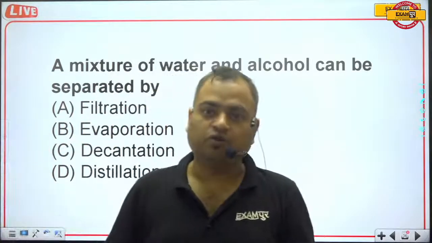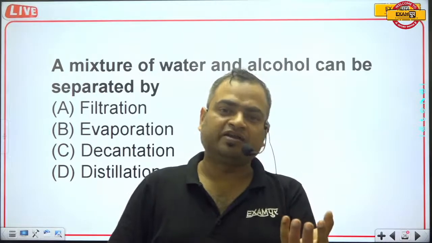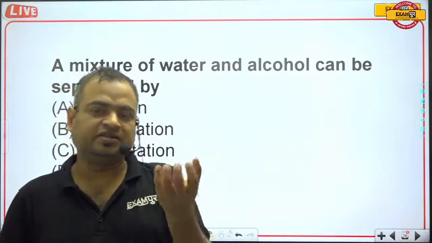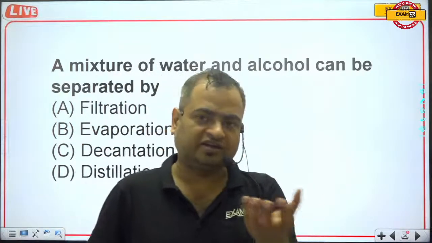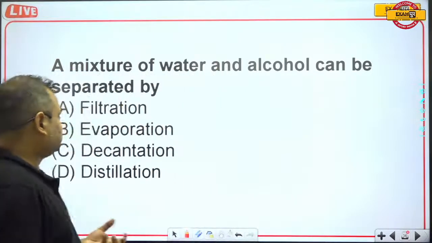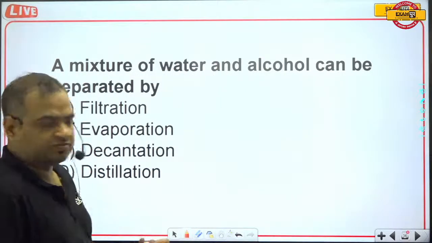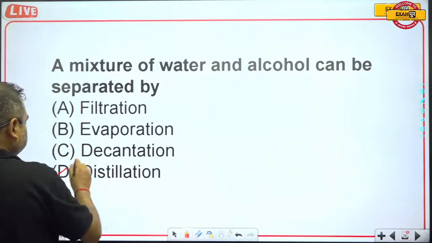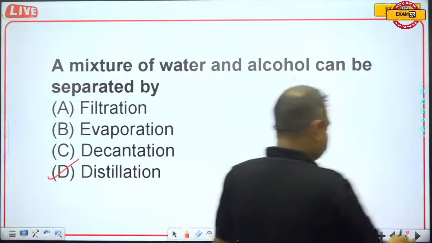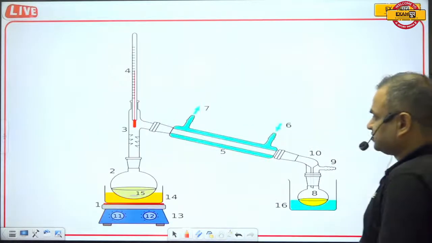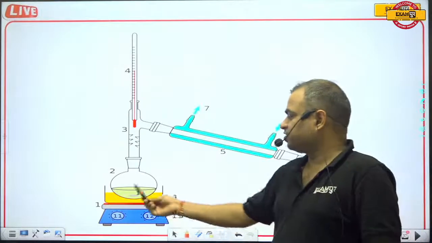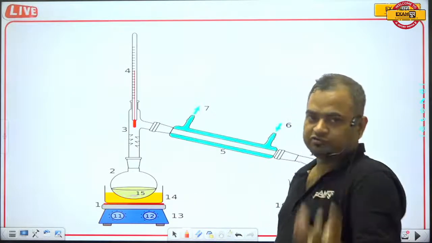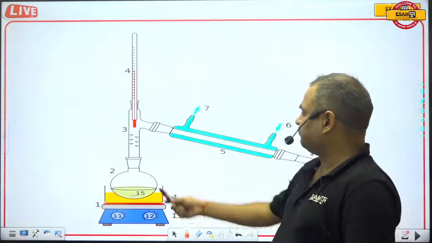That alcohol can be stored in another pot, and the remaining part will stay in the first pot and can be collected. In this way we can separate both of these materials, and this method is known as distillation. Let us see the distillation process. This is the diagram of distillation. This is a closed container in which the two liquids, water and alcohol, have been filled.